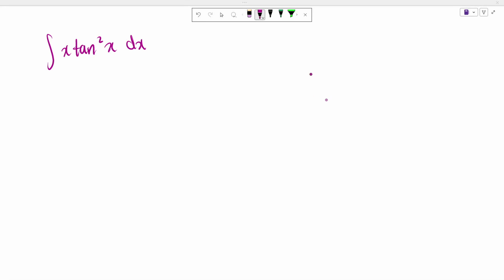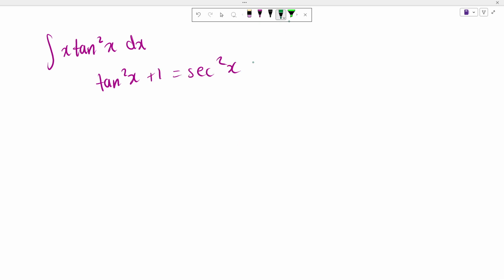Let's integrate this: x times tan squared x dx. Now, I know that tan squared x has an identity, and I can use that from this: tan squared x plus 1 is equal to sec squared x.